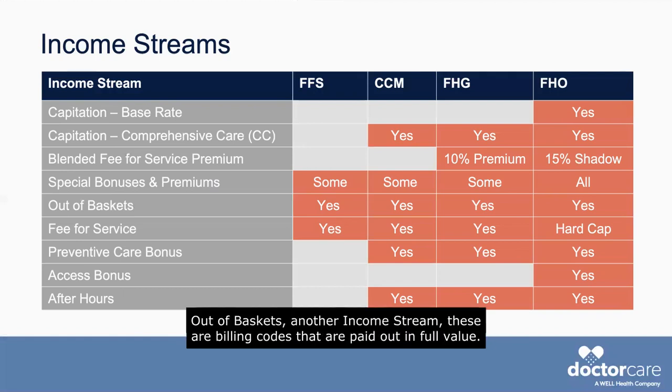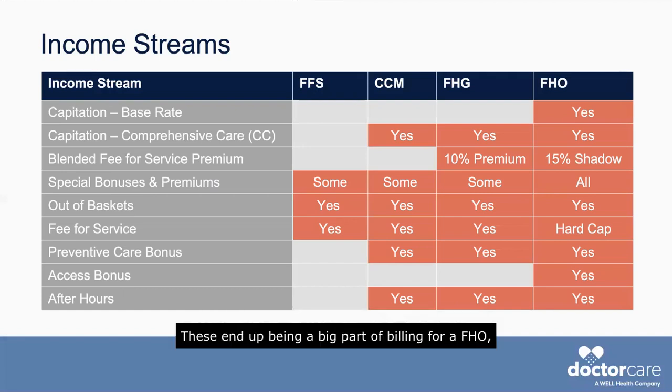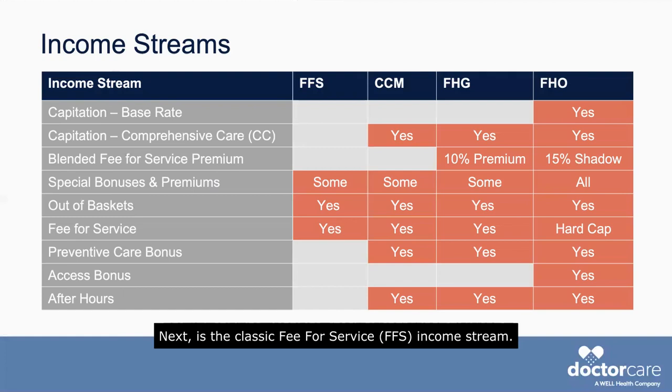Out of baskets, another income stream. These are billing codes that are paid out in full value. These end up being a big part of billing for a FO, since these are codes that are paid out in full value even though physicians are earning the full capitation on these patients. Next is the classic fee-for-service income stream.